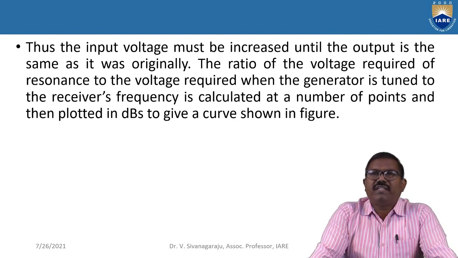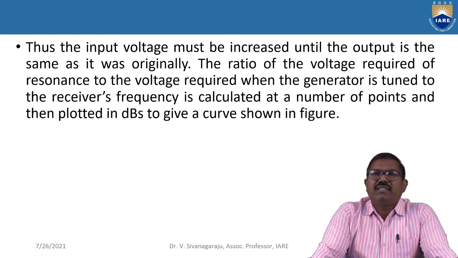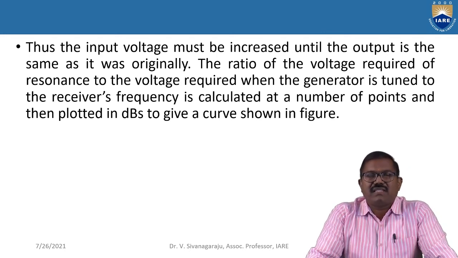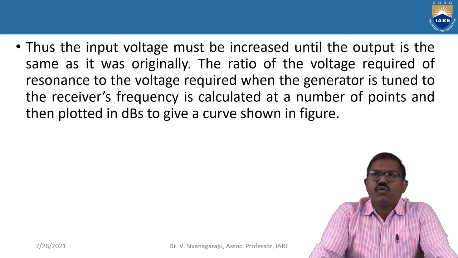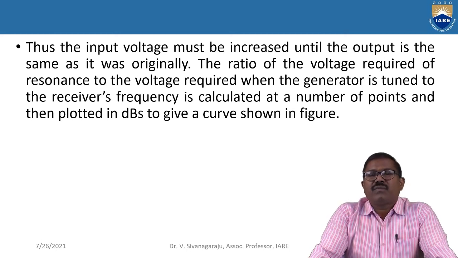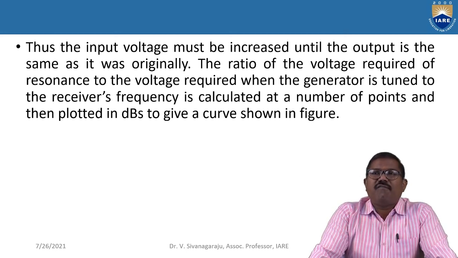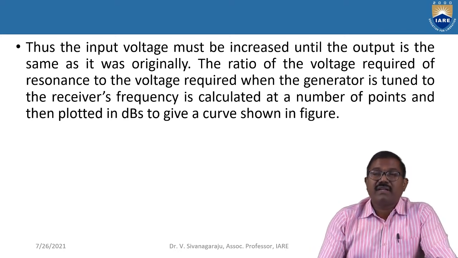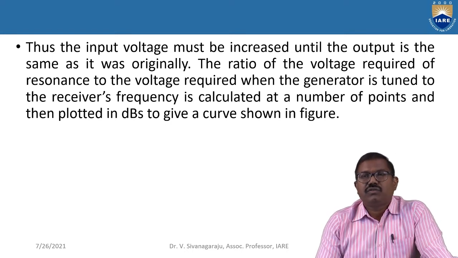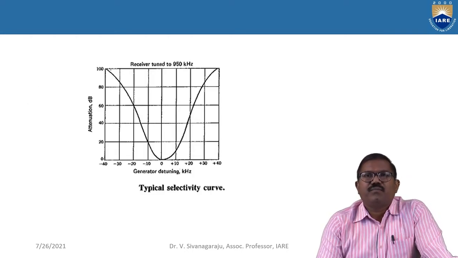So the input voltage must be increased until the output is the same as it was originally. The ratio of the voltage required off resonance to the voltage required when the generator is tuned to the receiver's frequency is calculated at a number of points and then plotted in dB to give the curve shown in the figure. So here we have the selectivity curve, and you can see this selectivity curve.